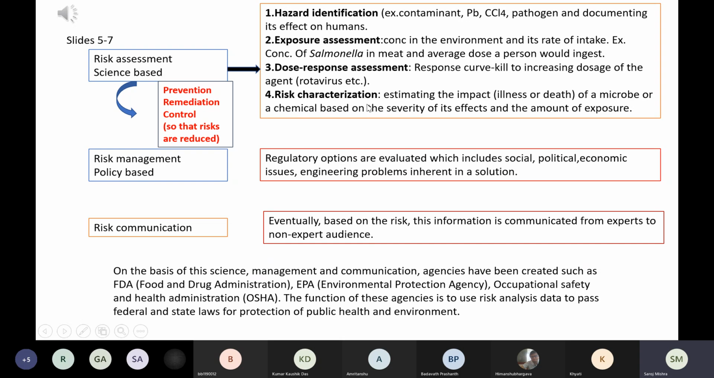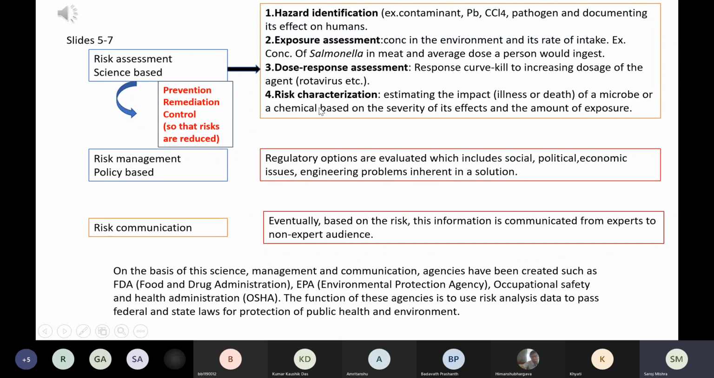So in other words, by risk characterization, what we mean is the probability of a person developing an infection after having been exposed to a certain exposure level. That part is called the risk characterization. Okay, and all of these one has to do under the risk assessment. The second is the risk management. Now, this is something which is only policy based, and here the regulatory options are evaluated, which includes the social, political, economic issues, and the engineering problems inherent in the solution.